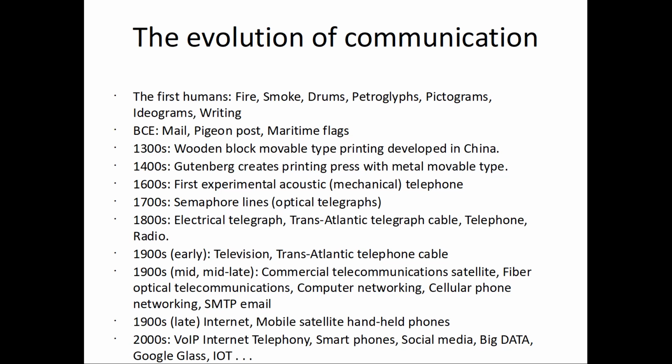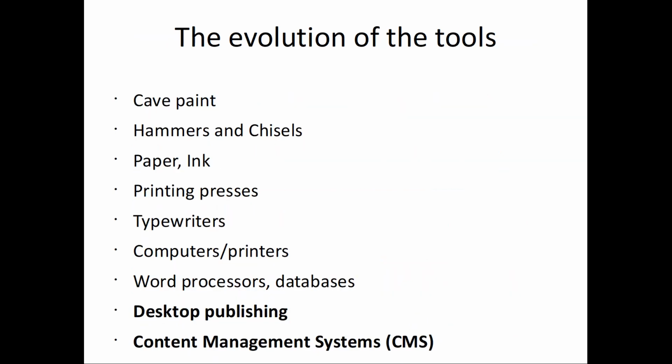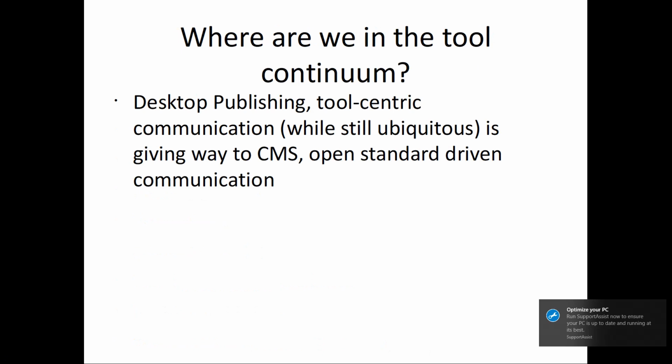So communication has evolved, and so have the tools. In the beginning, we had cave paint, hammers and chisels, paint and ink, and we eventually evolved up to computers with word processors and databases, and then desktop publishing and content management systems. So the tools for communication are evolving. So where are we in the continuum? Desktop publishing tool-centric communication, while still ubiquitous, is giving way to content management systems, open standards-driven communication.